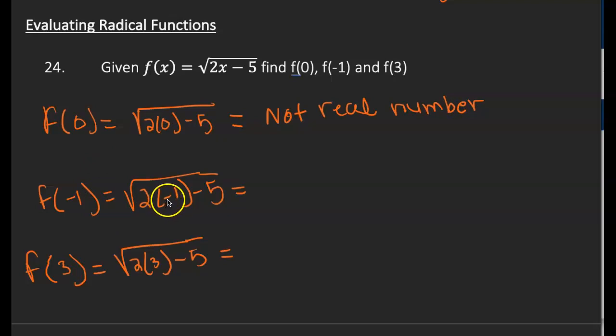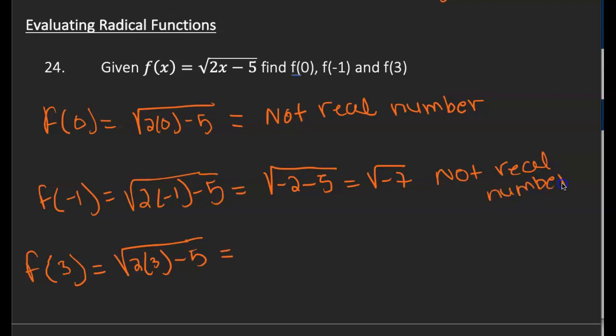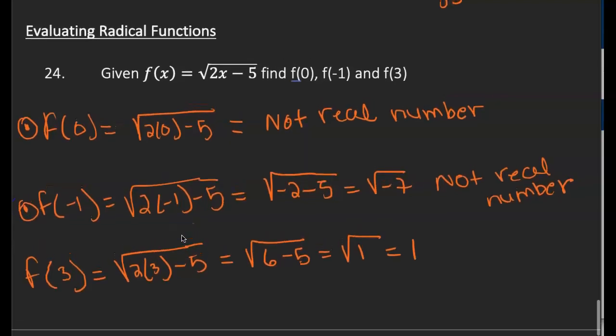Here we have 2 times -1. So that's -2 minus 5. That gives you -7. And again, not a real number. I did not pick good numbers here. But at least we can see. And here we have 2 times 3, which is 6, minus 5. Oh, yay! One that works. Amazing. So square root of 1 gives you 1. So when x is 3, y is 1. However, for the first two, not in the domain, not a real number. All right. So those were examples going over section 5.1 of this course textbook.